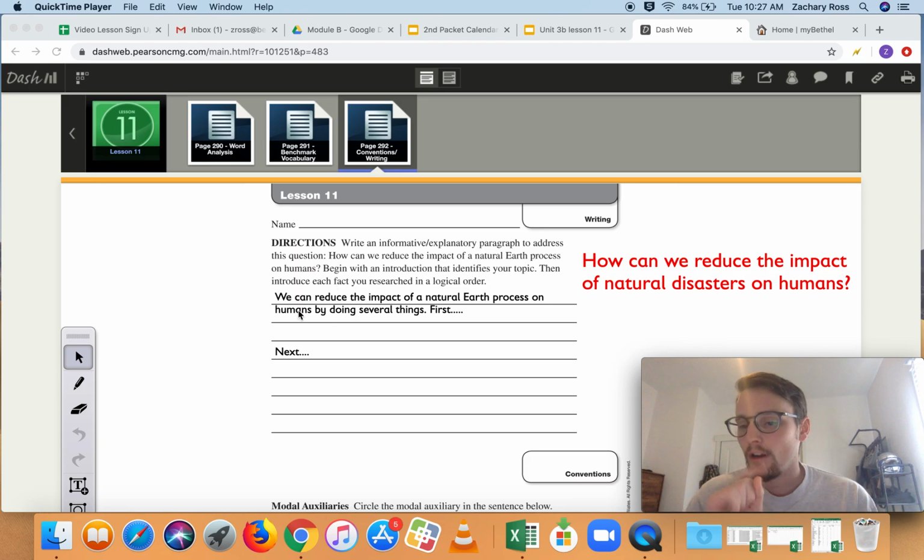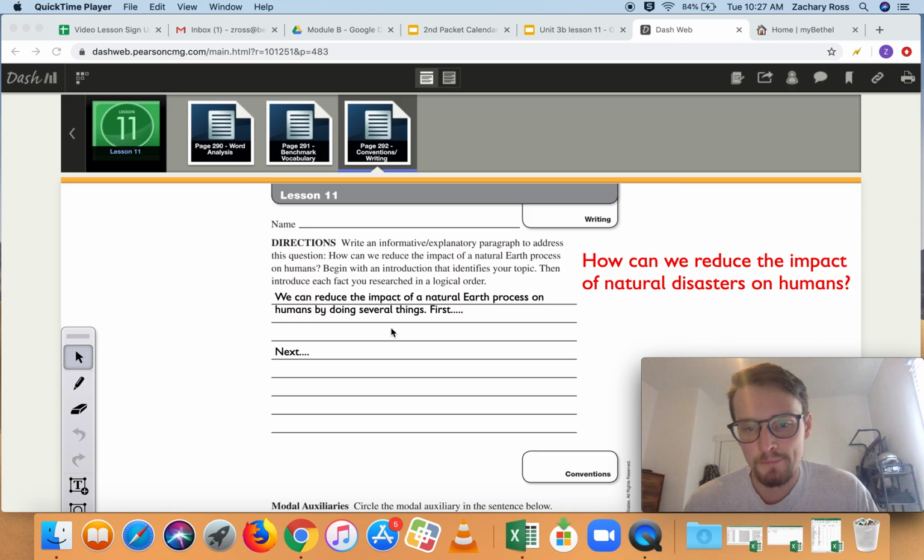I also started you off with a nice sentence starter that is your introduction sentence that identifies your topic and introduces it to the reader. It says, we can reduce the impact of a natural earth process on humans by doing several things. It's a great introduction. It tells the reader what you're going to write about.